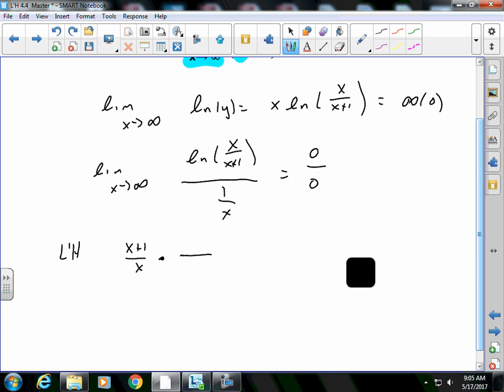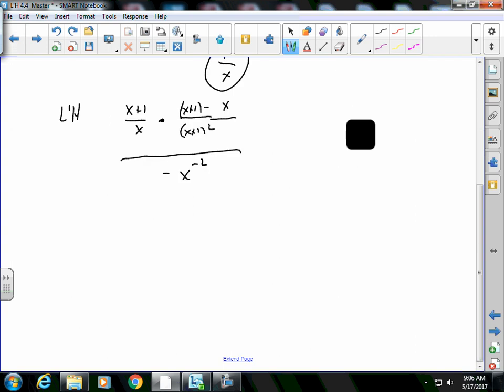Now, that is a quotient. I get x plus 1 quantity squared in the denominator. Then I end up with the derivative of x times the denominator, x plus 1, subtract the derivative of the denominator times the numerator, x. And then this part here gives me minus x to the minus 2. I can clean this up. I'm looking again at the limit as x approaches infinity. I have x plus 1 over x multiplied by 1 over x plus 1 quantity squared, all over negative x to the minus 2.